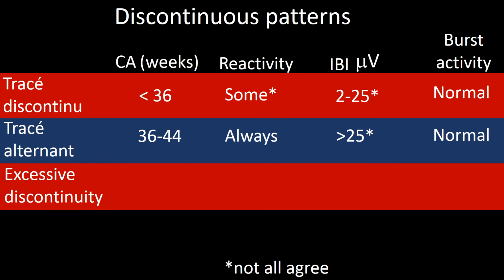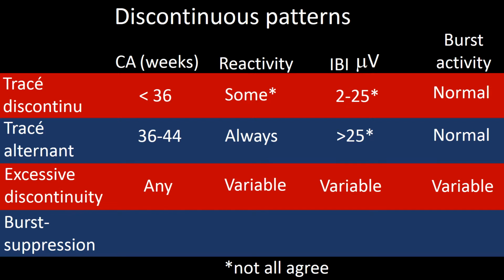The next pattern is excessive discontinuity. Excessive discontinuity is a pathological pattern that implies that the interburst interval is longer than it should be. As such, it can occur at any age. Reactivity is variable, at times present, at times not present. Interburst interval amplitude is also variable, and the burst, that is the activity within the burst, may or may not be age appropriate.